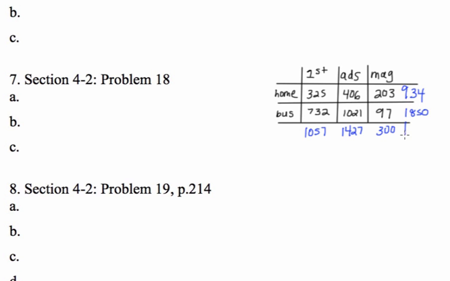And then I should be able to here find my sample space. How many total pieces of mail did I have? Either by adding up my home and my business, or adding up the first class, the ads, and the magazines. Should give me the same number. This number right here is the number of items in my sample space.